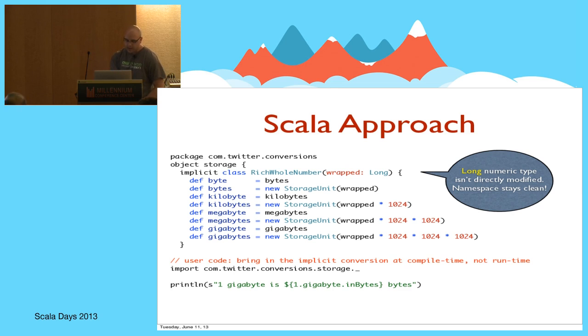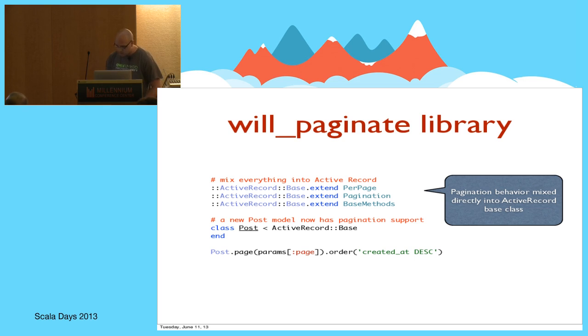And then what happens is at compile time, when you try to say 1.gigabyte, the compiler says, well, hey, wait a minute, 1 doesn't actually have a gigabyte method. So let me search my implicit scope and see if I can find an implicit conversion that supplies the gigabyte method. In this case, the compiler will see RichWholeNumber because we've imported that implicit, and then the compiler allows us to invoke the method. And it's all compile time, it's all safe.